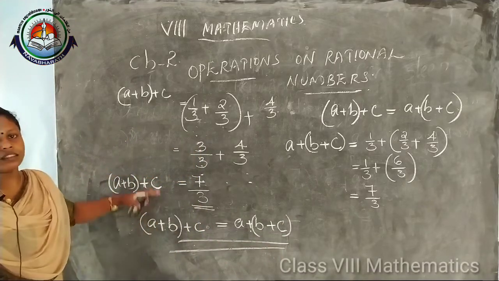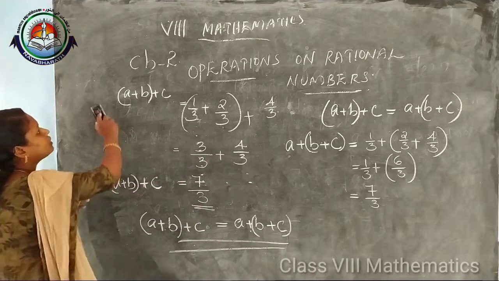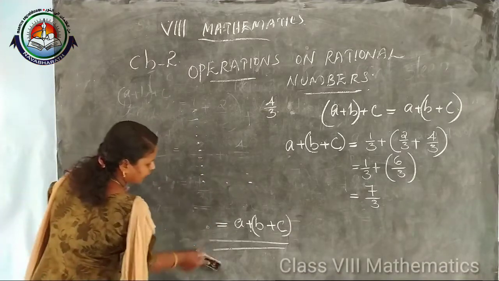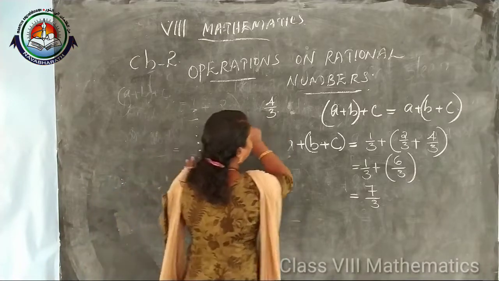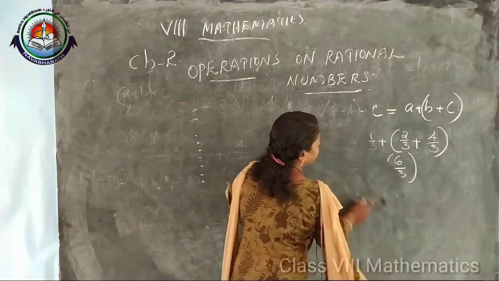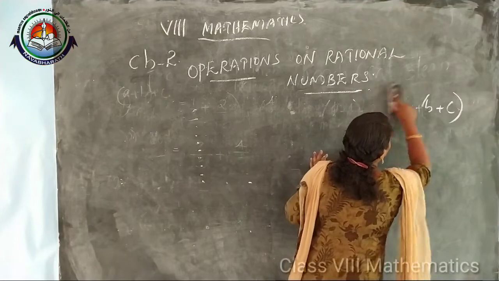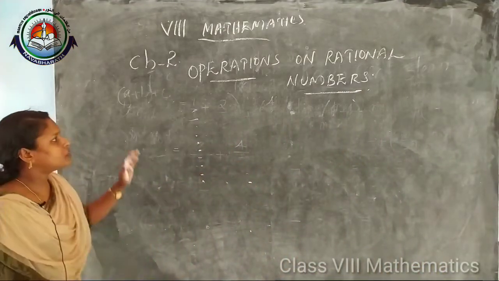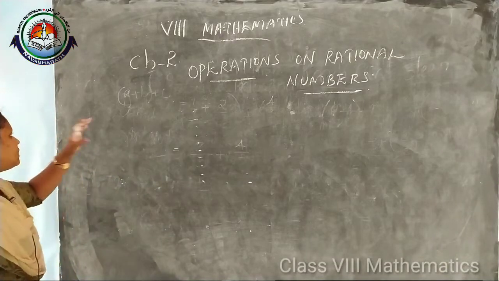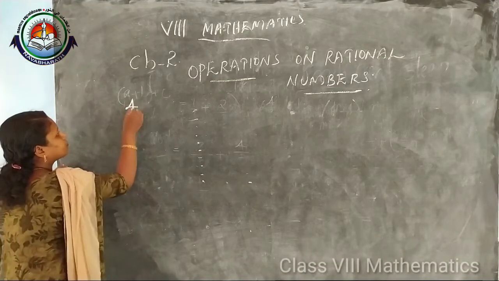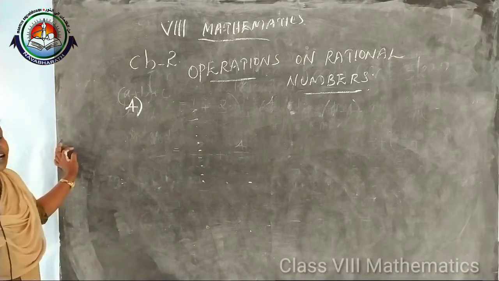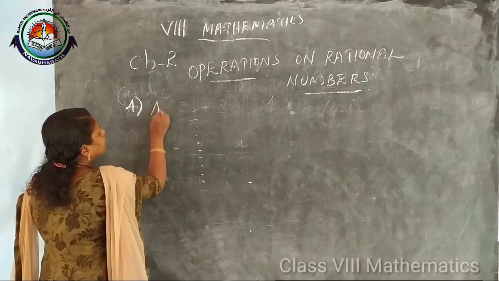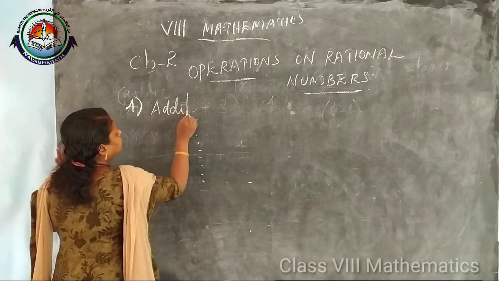This is the third property. The fourth property, I think it is clear. These properties we already discussed for natural numbers, whole numbers and integers. Now the only difference is the numbers. Sorry, now the numbers are rational numbers. And the fourth property is additive identity.